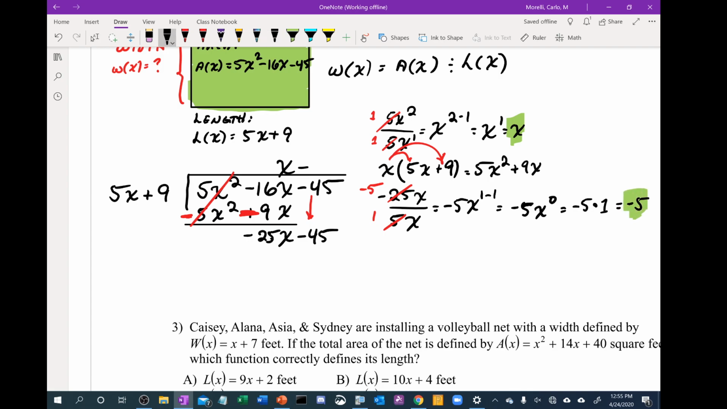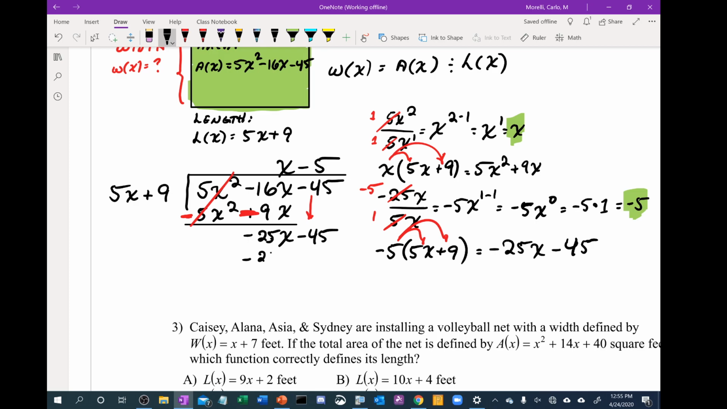That is a quotient term. That gets written up here, minus 5. Then I multiply negative 5 times the entire divisor. So I have negative 5, open parentheses, 5x plus 9. And we distribute. Negative 5 times 5x equals negative 25x plus, well, negative 5 times 9 is negative 45. So it's just minus 45. And that gets written here.